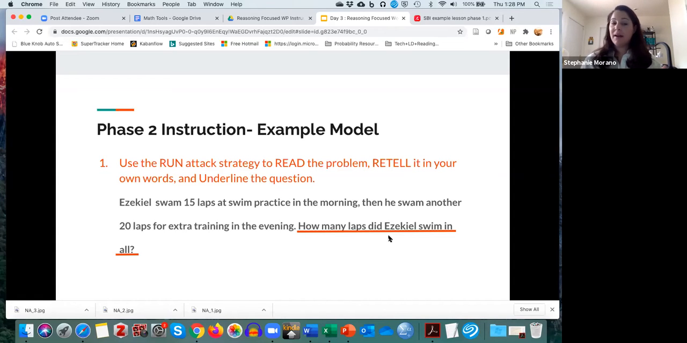And then our final step of the RUN ATTACK strategy is to name the problem type. I know that this is a combine or a total problem because we have the laps that Ezekiel swam in the morning, that's one part. The laps that Ezekiel swam in the afternoon, that's the second part. And then the question is asking us, how many laps did he swim altogether? That's our total.